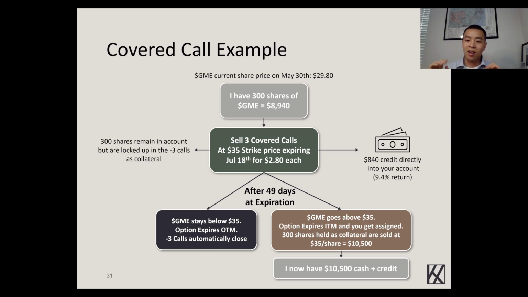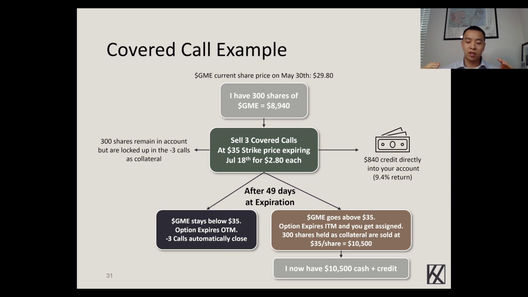Okay, but that 9.4% is right now unrealized because technically to close that position, I'd have to buy back those calls at $2.80. Okay, so I get that credit, and if we look to the left, boom, the 300 shares that I had still remain in my account, but they're just locked away in those -3 calls as collateral. Okay, so there's 2 scenarios that can happen.